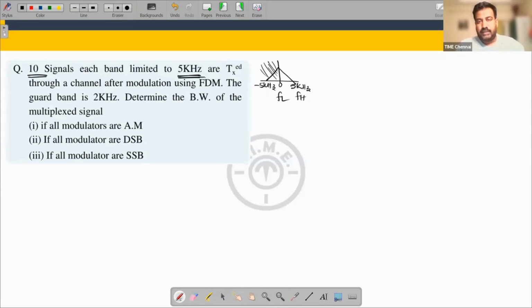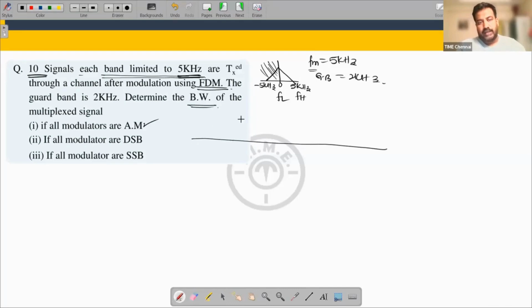Means here FM is 5 kilohertz automatically. Highest modulating frequency is 5 kilohertz. So whenever you see this term, each band limited to 5 kilohertz, band limited to X kilohertz, that value will become FM automatically, the highest modulating frequency. Are transmitted through a channel after modulation using FDM. Guard band is 2 kilohertz. Determine the bandwidth of the multiplexed signal if all the modulators are AM.